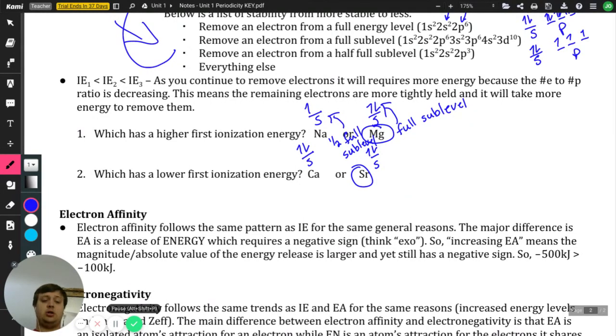Okay, that negative sign. Increasing electron affinity means the magnitude, or the absolute value, of that energy release is larger, and yet we're still going to add that negative sign. So anytime you talk about electron affinity, you should be talking about it with a negative sign on the energy. But again, it's the same trend as ionization energy, so you can use that same justification when you're talking about it.